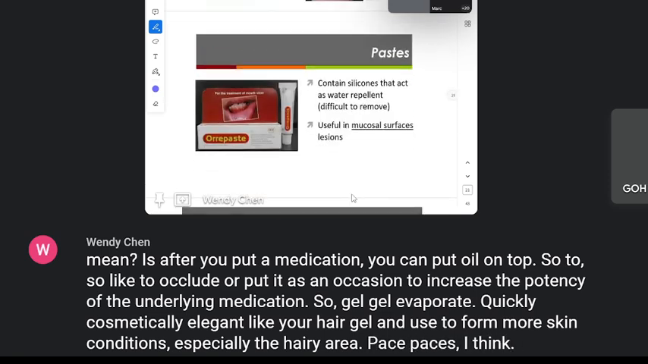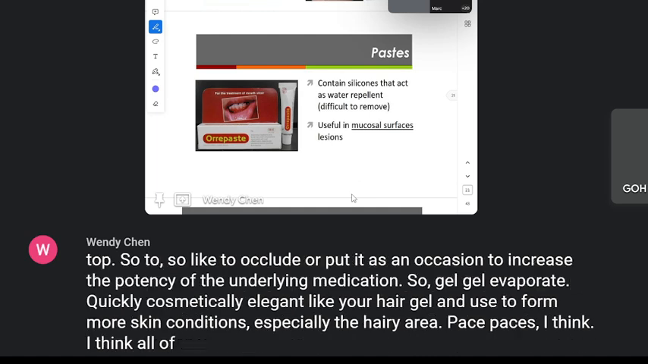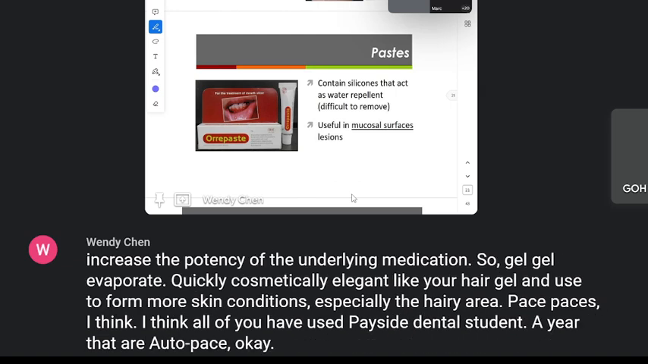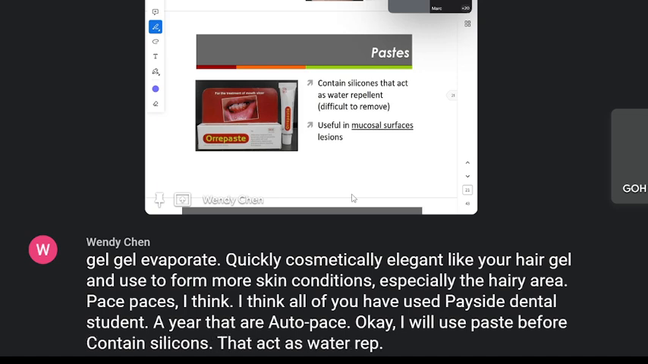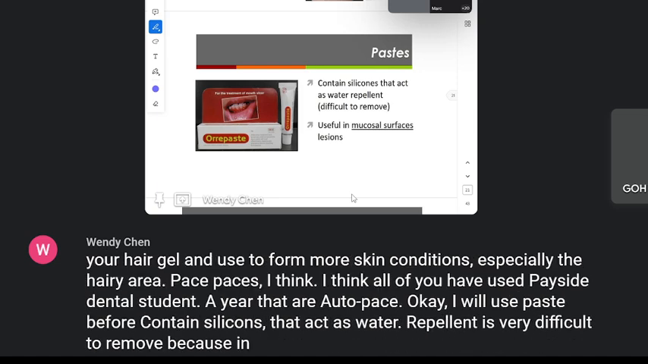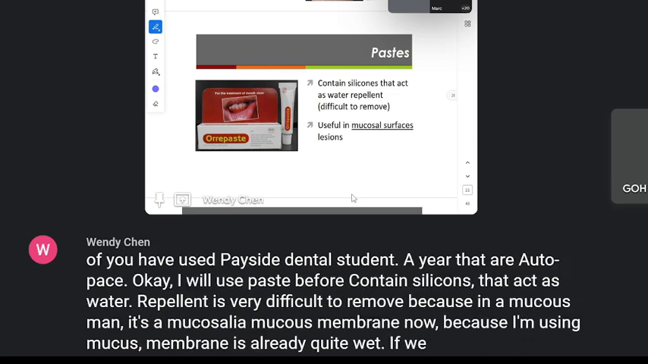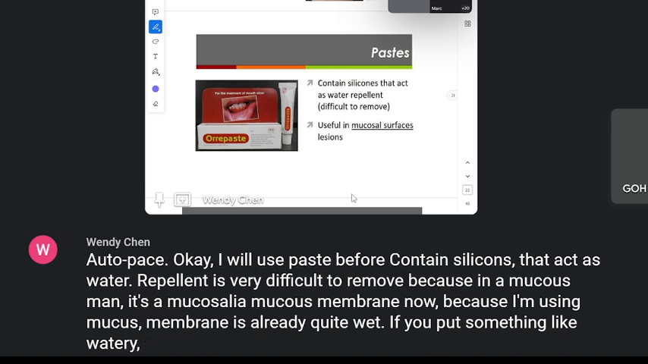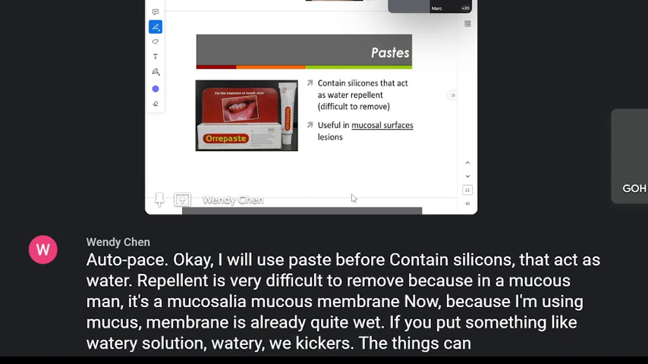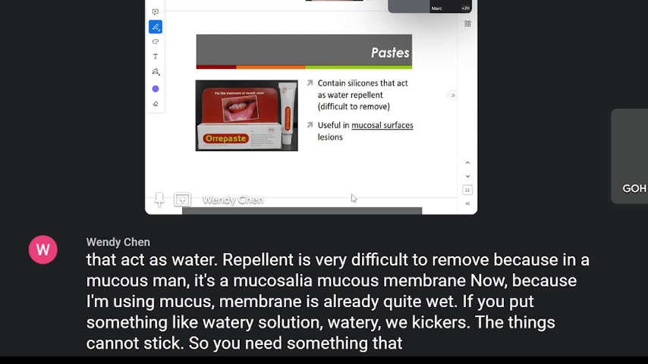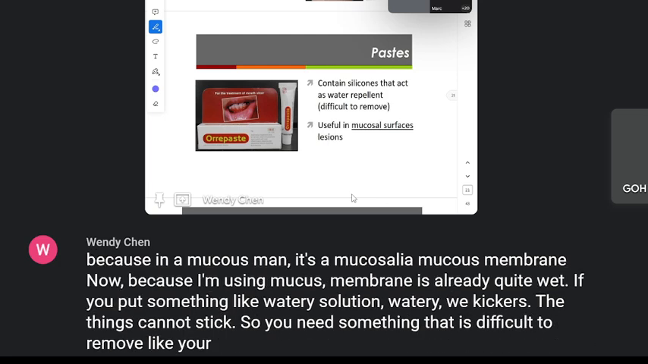Paste, I think all of you have used paste, right? Dental students, that oral paste. Have you used paste before? It contains silicones that act as water repellent. It is very difficult to remove because in the mucosa, like your mucous membrane, it is usually already quite wet. If you put something like a watery solution, watery vehicles, the things cannot stick. So you need something that is difficult to remove, like your paste, for the medication to stick on the area in the mucous membrane.